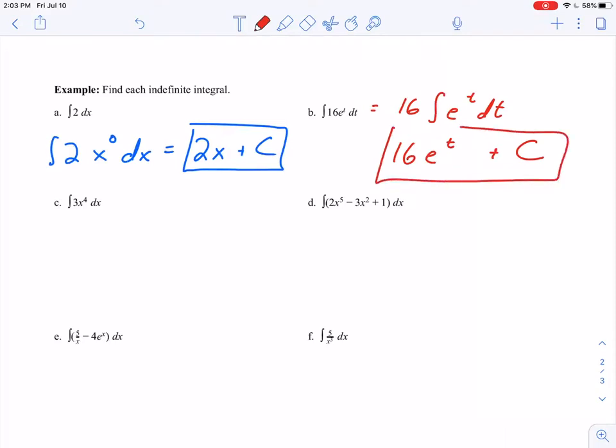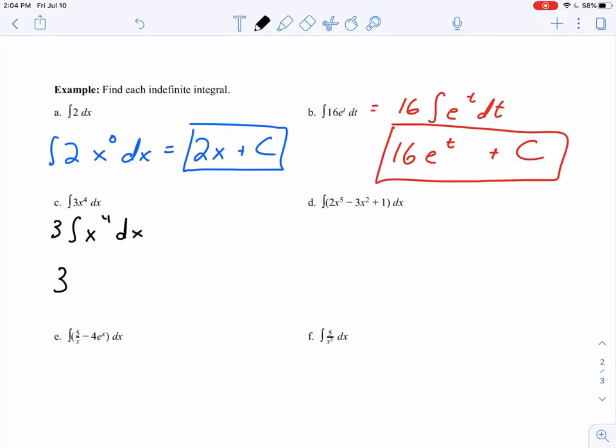All right, let's continue on. Next up, I have the indefinite integral of 3x to the fourth power dx. Here, I'm going to pull the same exact trick that I just did. I see this constant multiple of 3. You can leave it in there or you can factor it out; it's really up to you. If you factor it out, it looks like 3 times the indefinite integral of x to the fourth dx. And then after that, you're just using the power rule.